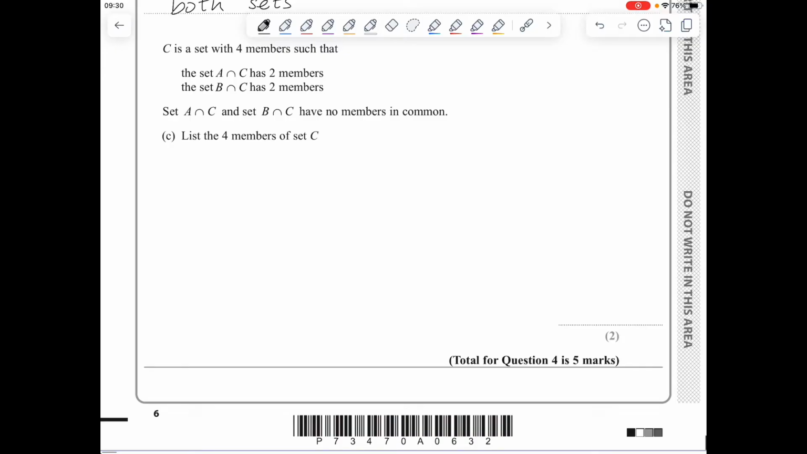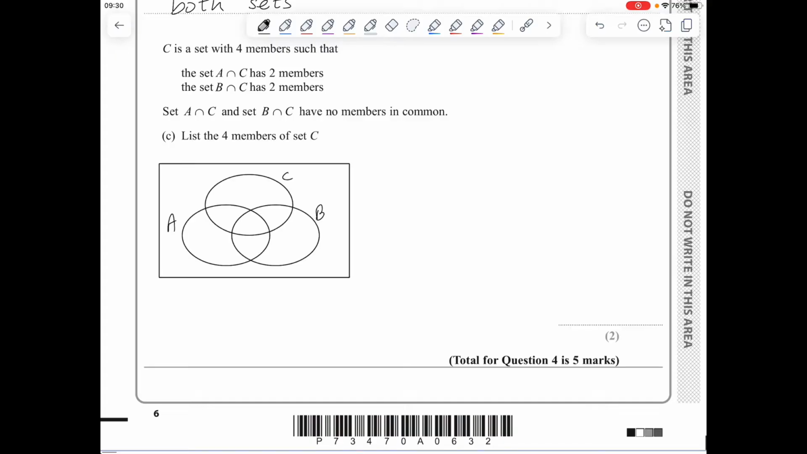Let's draw a Venn diagram. Now, A intersection C is this region here, and B intersection C is this region here. Let's paint them for now blue and red. And we're being told that each of those regions has 2 members, but those 2 regions have no members in common, which means that middle region must be empty, and there should be 2 elements on the left and 2 elements on the right.